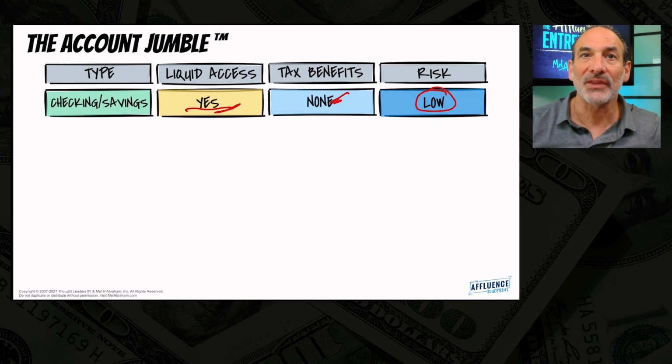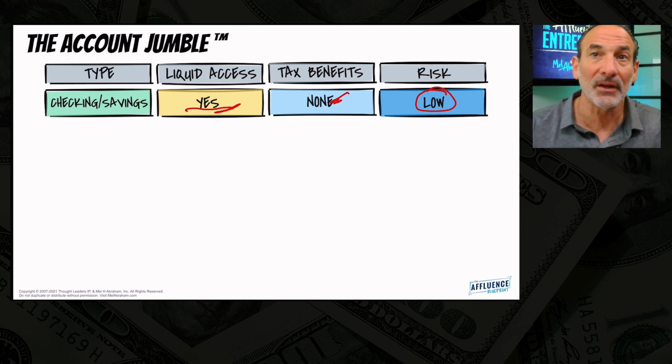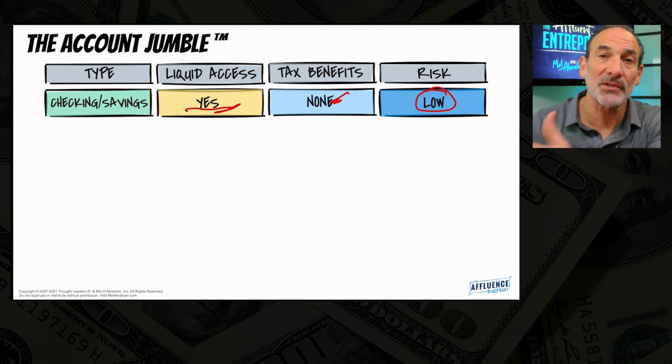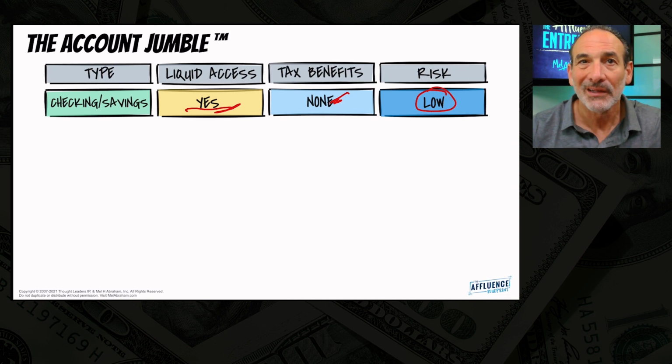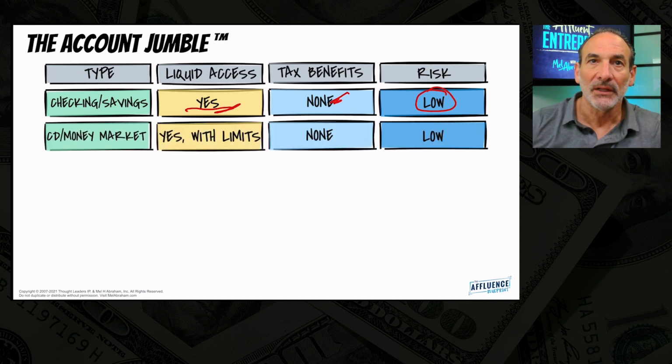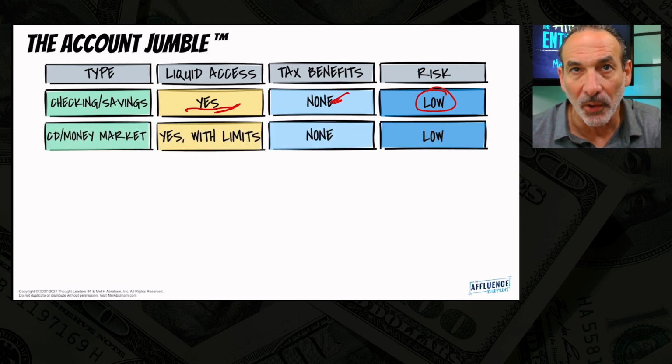Okay? So that's the first type of account. It's something that many of us are used to. Many of us use. We use it in our business and we use it in our personal lives. Okay. So I'm betting you have that. I have that. The second account, the second type of account is what we call CD or money market accounts.